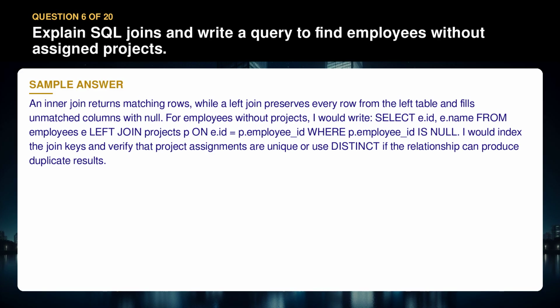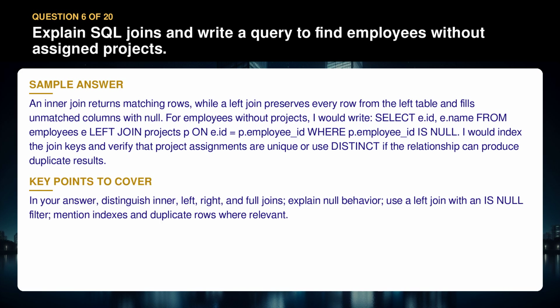I would index the join keys and verify that project assignments are unique or use distinct if the relationship can produce duplicate results. In your answer, distinguish inner, left, right, and full joins. Explain null behavior. Use a left join with an is null filter. Mention indexes and duplicate rows where relevant.